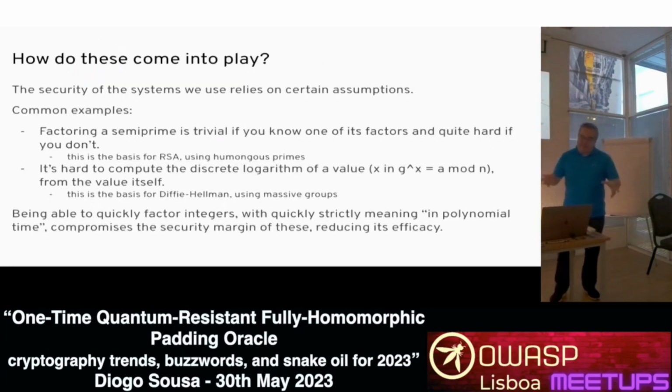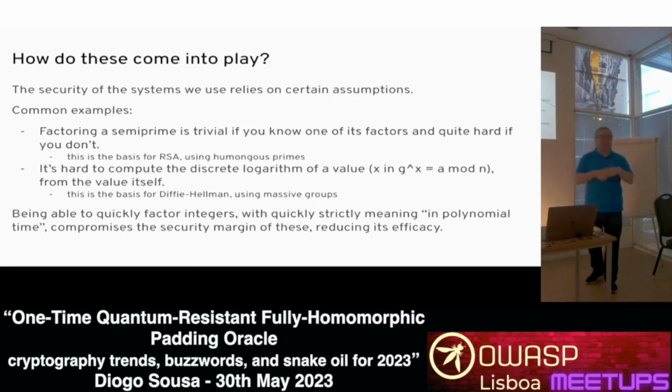So how do these come into play? For context, the security of the systems we use relies on certain assumptions. The common examples are factoring a semi-prime, which is the product of two primes, wink wink RSA. If you know one of the factors, it's trivial, and quite hard if you don't. This is the basis for RSA, using massive-sized primes. The other one is that it's hard to compute the discrete logarithm of a value. It's the x in this equation, generator to the x equals a mod n, from the final value itself. This is the basis for Diffie-Hellman, where we use, again, massive groups. Being able to quickly factor these values of n, or semi-primes, quickly meaning polynomial time, compromises the security margins of this, reducing its efficacy by a lot. It's the quantum apocalypse, or so they say.